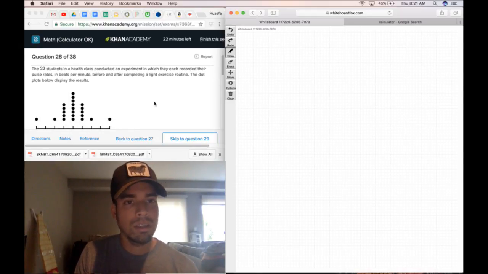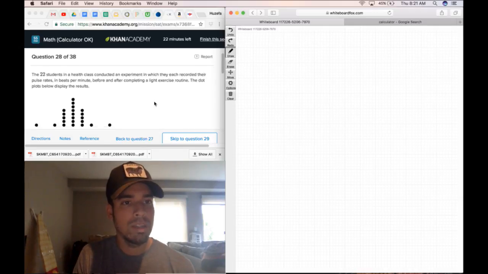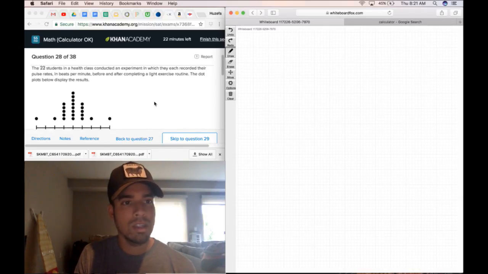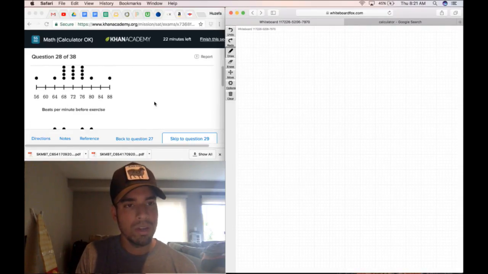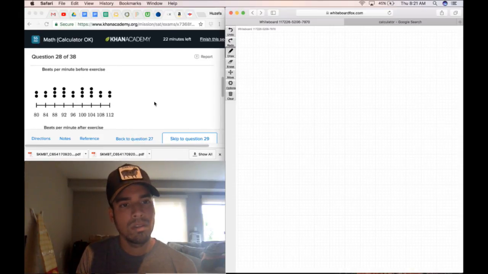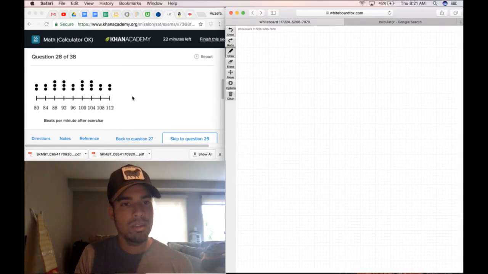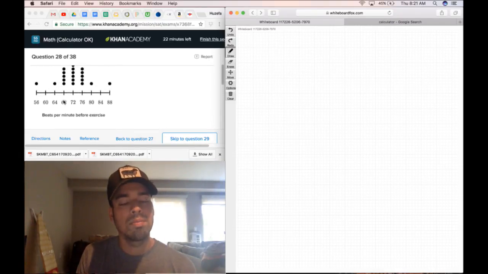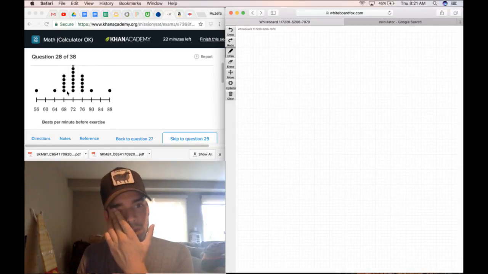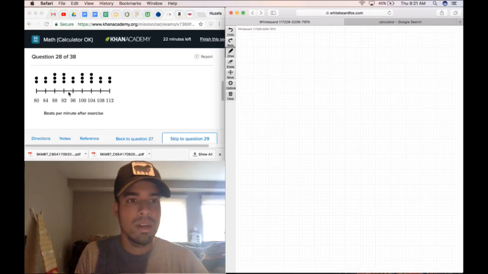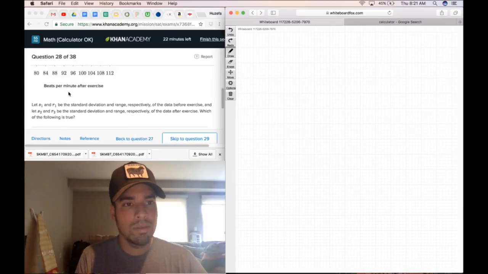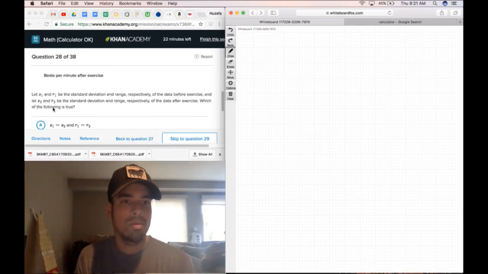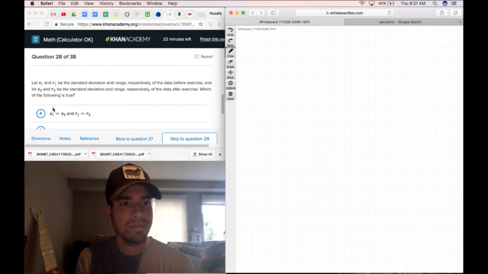The 22 students in a health class conducted an experiment in which they each recorded their pulse rates in beats per minute before and after completing light exercise. The dot plots below display the results. It's like a histogram. Before, they're all roughly clustered here, and then after they've all spread out to these random ones. Let S1 and R1 be the standard deviation and range of the data before, and S2, R2 the standard deviation and range of the data after. Which of the following is true?